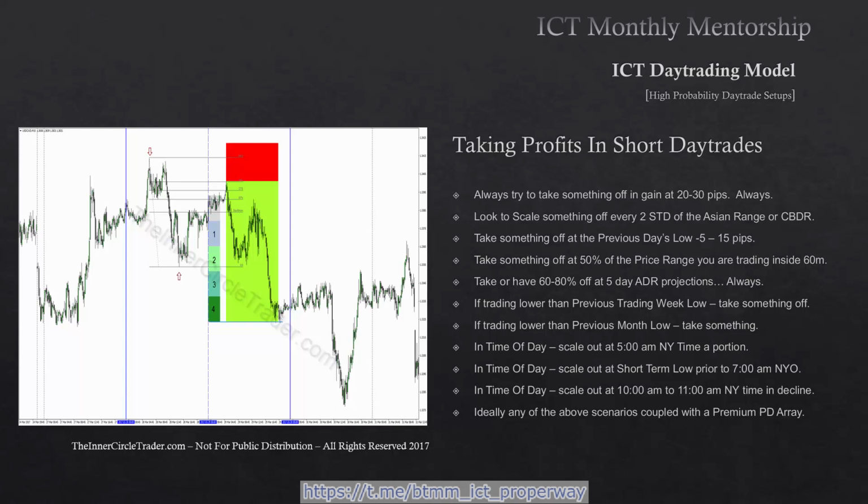The scaling out ahead of the 7 a.m. Maybe you have taken 20 or 30 pips already in London, and then it went the whole full average daily range all during London. You're not going to take something ahead of 7 a.m. on that because you've already taken something based on average daily range being fulfilled.